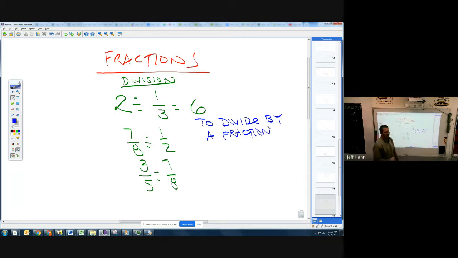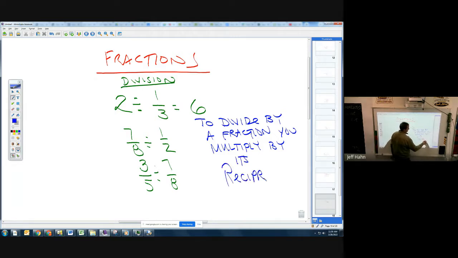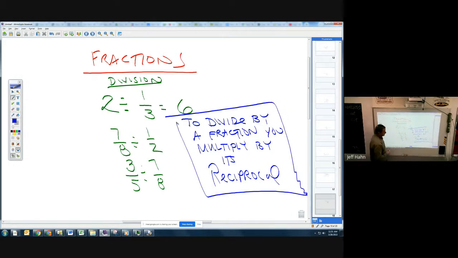Now, somebody must be saying, why in the world would we talk about reciprocals if we weren't going to use it today? That's why we talked about reciprocals, because in answer to the question, 2 divided by a fraction, you multiply by its reciprocal. Game over.